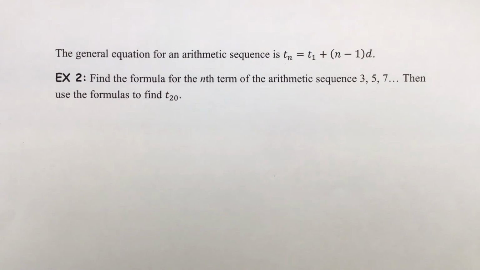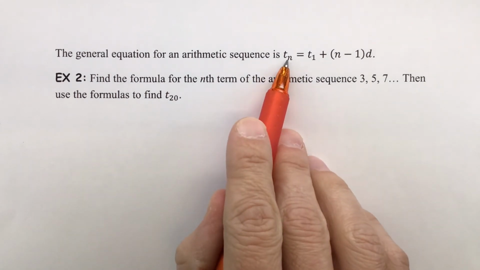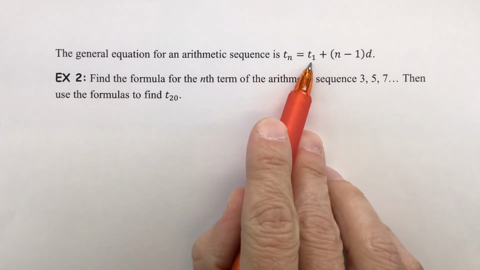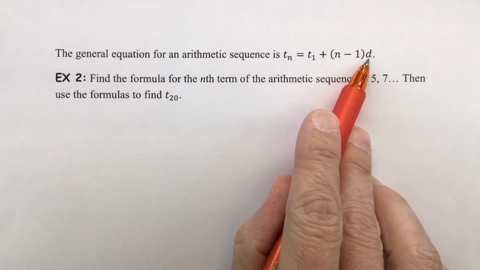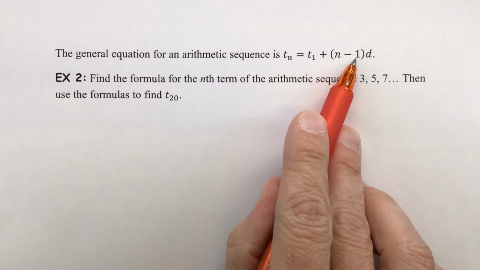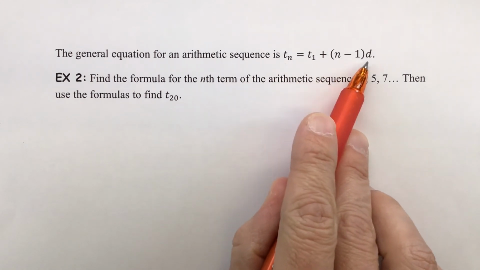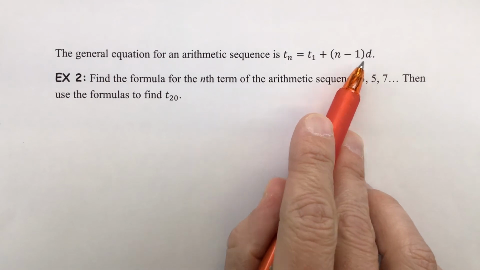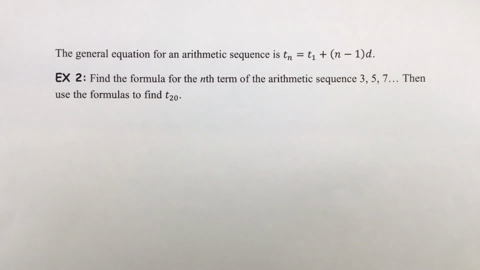If you're interested in figuring out your fifth term, T5, you would start with your first term, T1, and you'd want to increase it by d 4 more times. Okay, so by taking the 5 and plugging in for the n, when you subtract that 1, it accounts for that common difference 4 times. Example 2. Find the formula of the nth term of the arithmetic sequence 3, 5, 7. Then use that formula to figure out T20, the 20th term here.